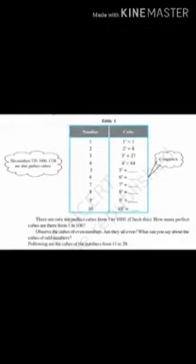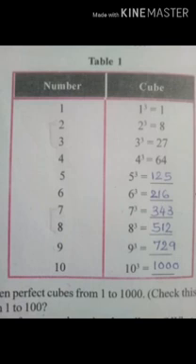Here we have tables showing cubes of numbers from 1 to 10 and then from numbers from 11 to 20. You should learn the cubes of these numbers from 1 to 20 by heart. In this first table, if you complete the table, you will find that 10 cube is 1000. So from 1 to 1000, there are only 10 numbers which are perfect cubes. They are perfect cubes because they are cubes of natural numbers.